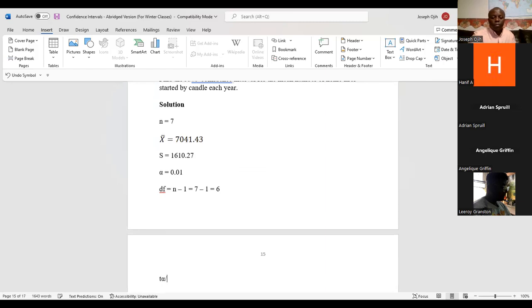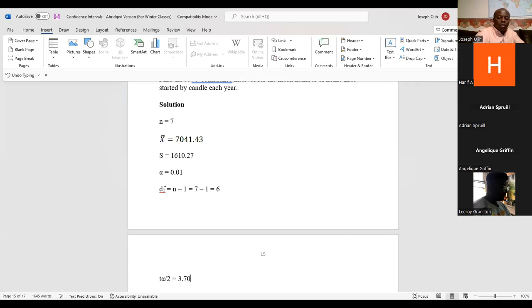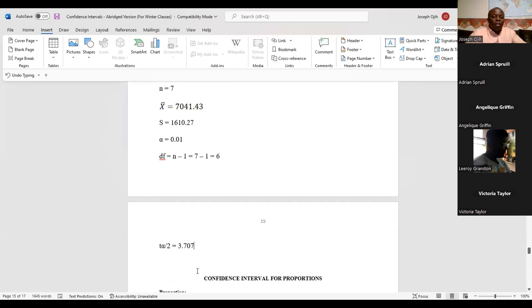So the critical value, T alpha over 2, we look for under degree of freedom 6 and alpha 0.01 in the table of T distribution. 0.01 is right here under 6. It's 3.707. You got 3.707. See?